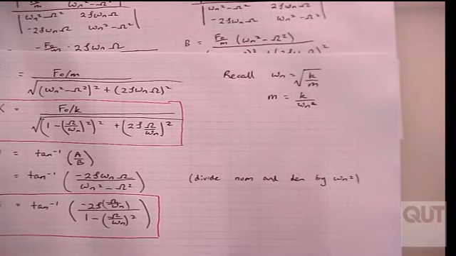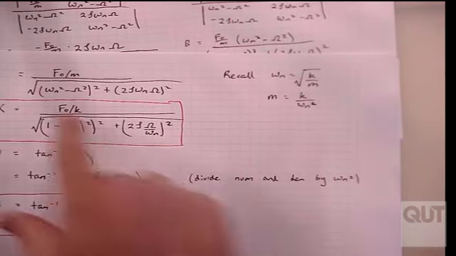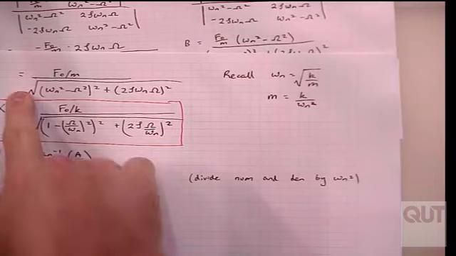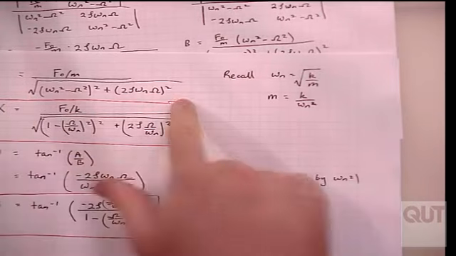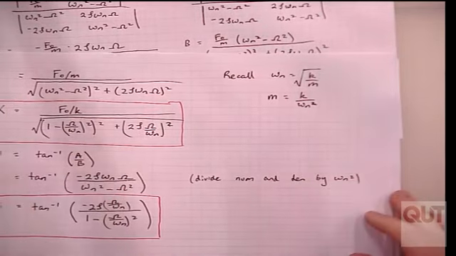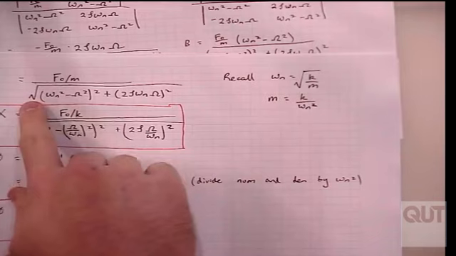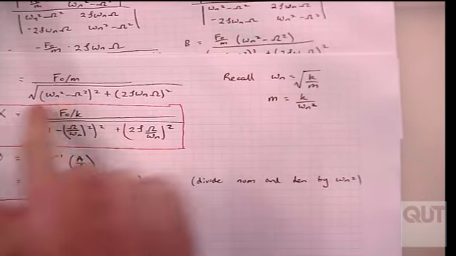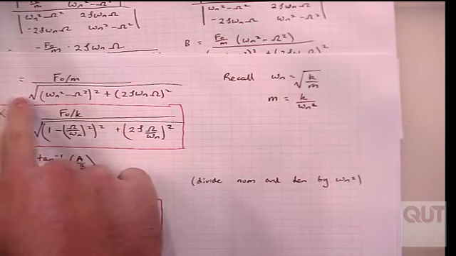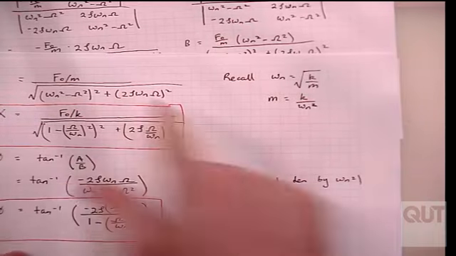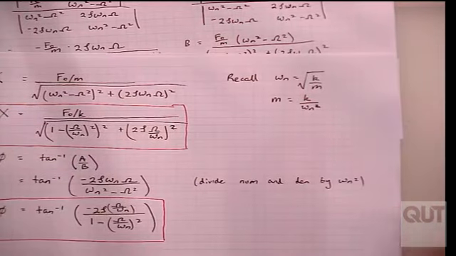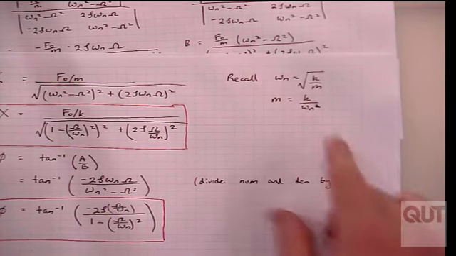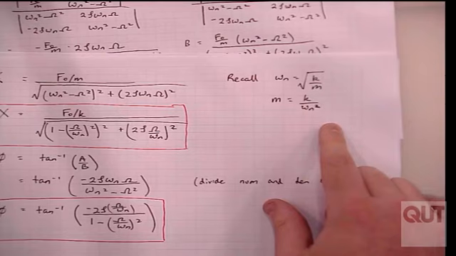So basically what I'm doing is I'm dividing this denominator by omega n squared. And you can think of the square root and the square as cancelling each other out. So if I divide the front of this by omega n squared, I can divide things inside the brackets by omega n squared as well. Does that make sense? No? Why not?